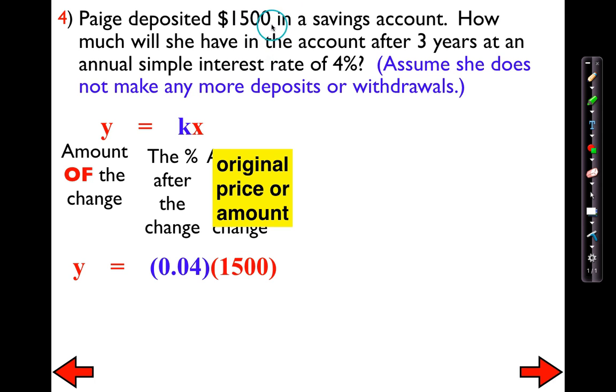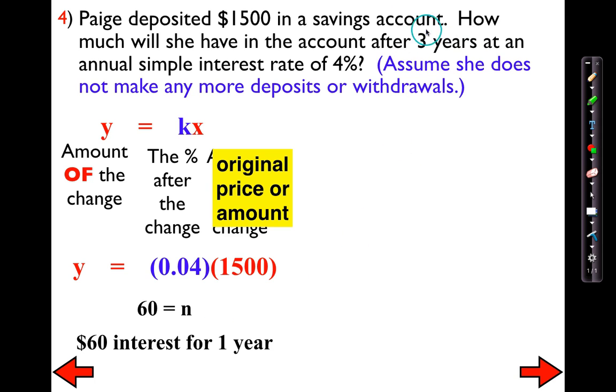So if you're wondering what a principal is, remember it's basically how much you either borrowed or how much you deposit. So in this case, since Paige deposited 1,500, that is the principal. Now if you calculate this, this is going to give us the interest. What this means is that she earns $60 of interest in 1 year.